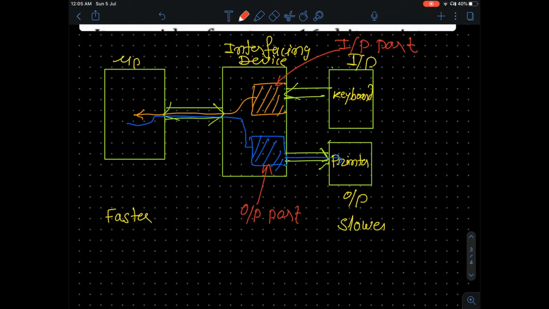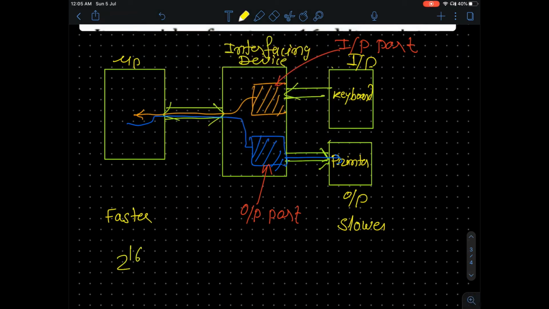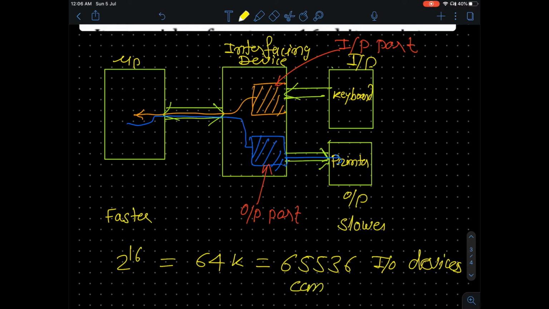Now here, since a 16-bit address is there, 2 raised to power 16 equals 64K, that is 65536 IO devices can be connected when the address is 16-bit.